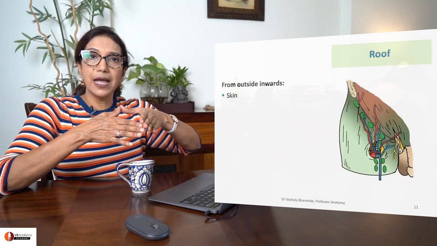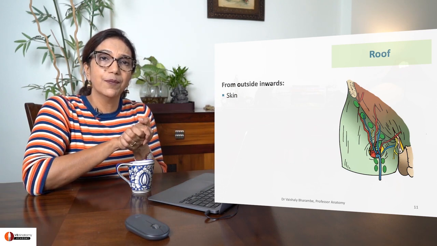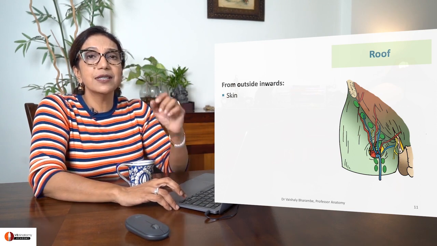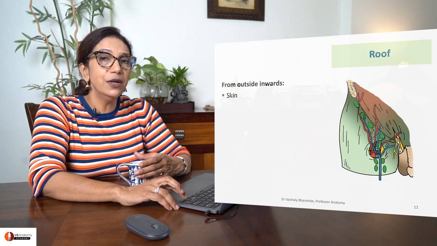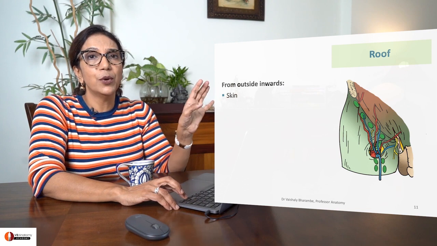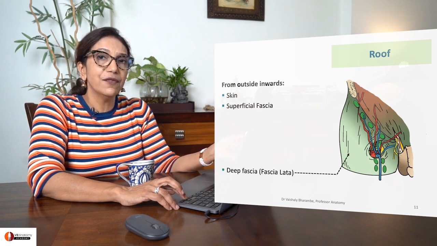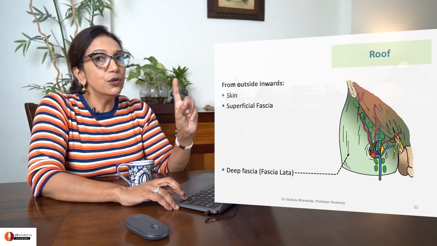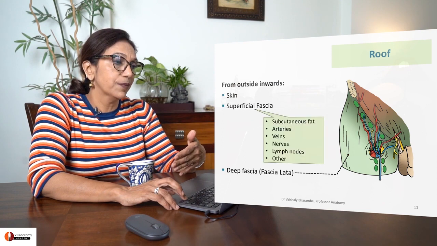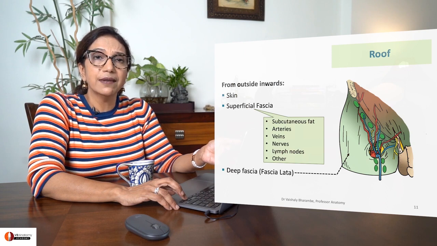What do we have? I have the boundaries. I have the floor. What must I now have? Yes, I must now have the roof. So what are the structures that are forming the roof of the femoral triangle? Understand that the roof throughout the body is always made up of skin, superficial fascia and deep fascia. Again, superficial fascia has a lot of contents. What are the contents? Subcutaneous fat, arteries, veins, nerves, lymph nodes, others.